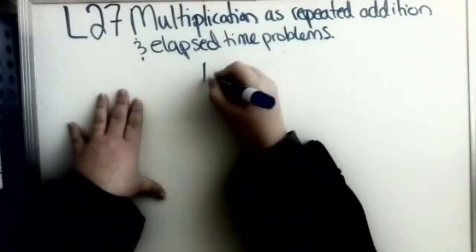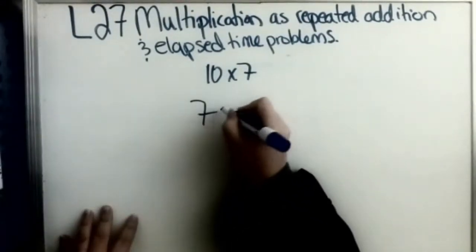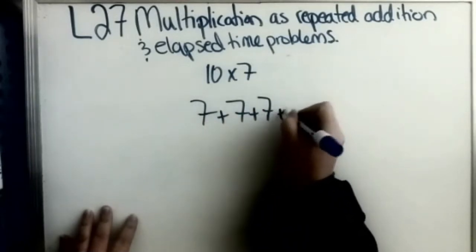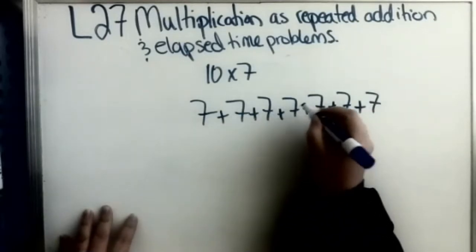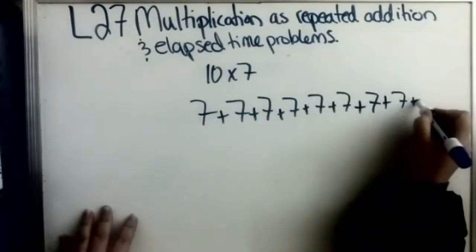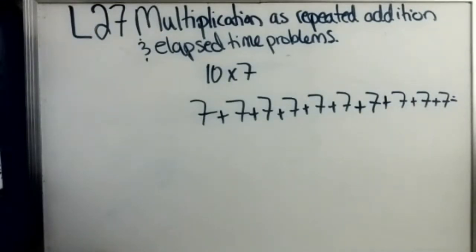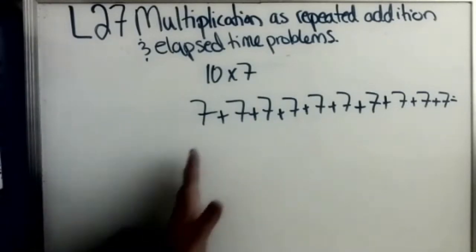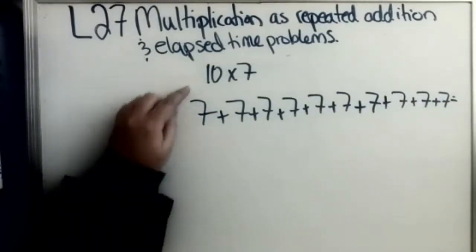Example, if I had 10 groups of 7, I would turn this into a repeated addition problem by doing 10 sevens: 7, 7, 7, 7, 7, 7, 7, 7, 7, 7. And that's my repeated addition for 10 times 7. Because remember, 10 times 7 is just 10 groups of 7. Okay, they're the same thing. So when you're doing repeated addition and multiplication, this is kind of the shorter version of this.